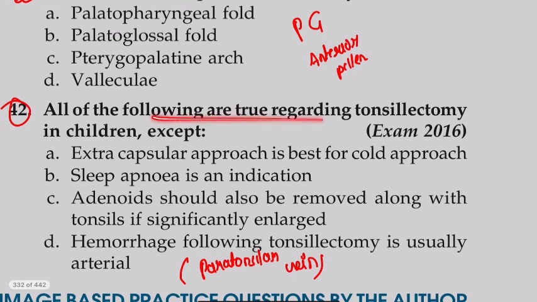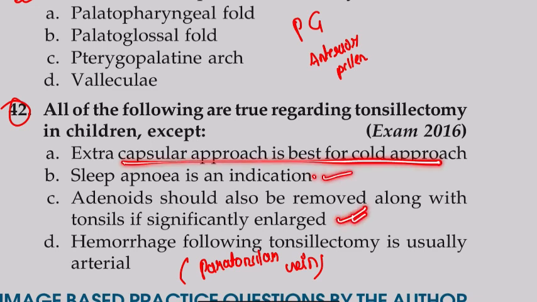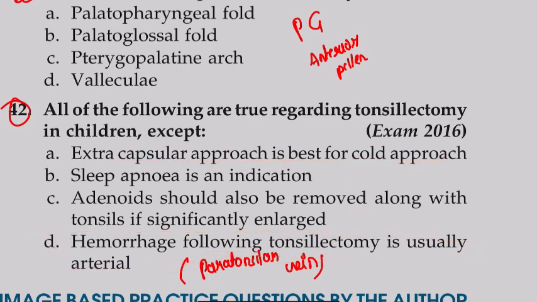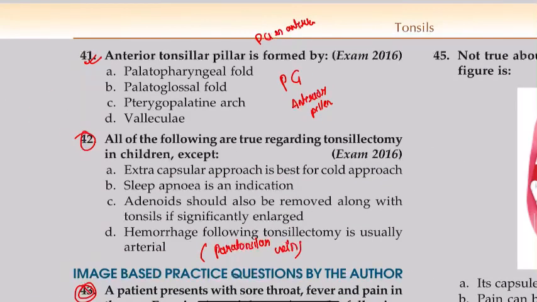All of the following are true regarding tonsillectomy in children except, okay, extracapsular approach is best, that's right. Sleep apnea is an indication, that's right. Adenoid should also be removed along with tonsil if significantly enlarged, yes. Hemorrhage following tonsillectomy is usually arterial, no, it is not, right? That is paratonsillar vein, right? Okay, now moving to our next question.